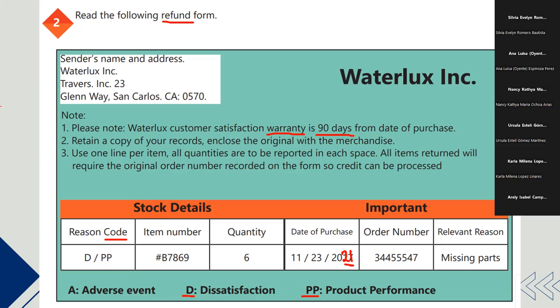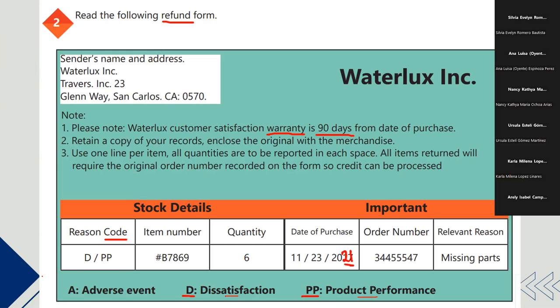Number 3, use one line per item. All quantities are to be reported in each space. All items returned will require the original order number recorded on the form so credit can be processed. So you see, here, these are the details that you have to complete. First, the reason code. DPP means dissatisfaction, right? D for dissatisfaction, and PP for product performance.